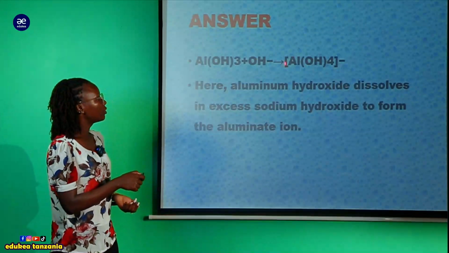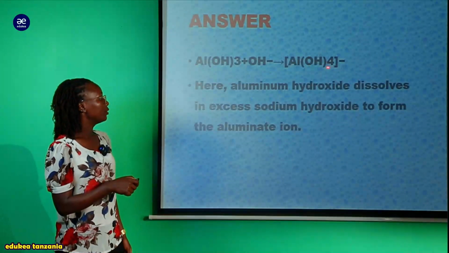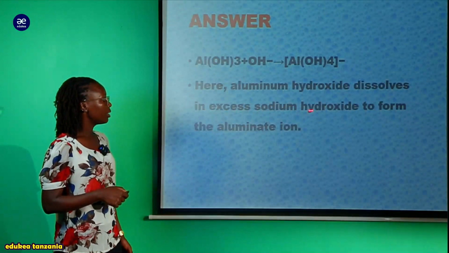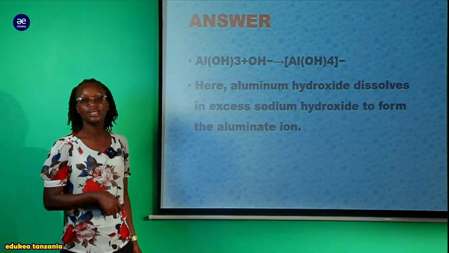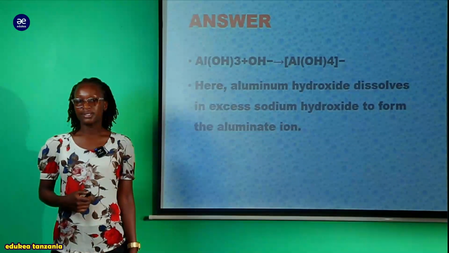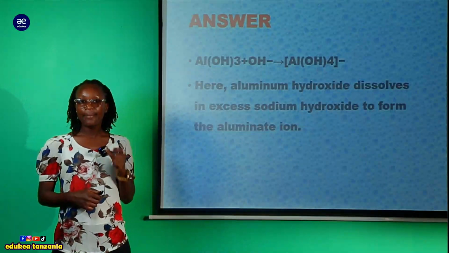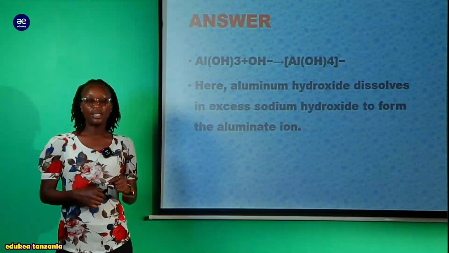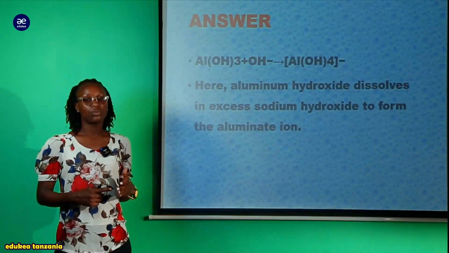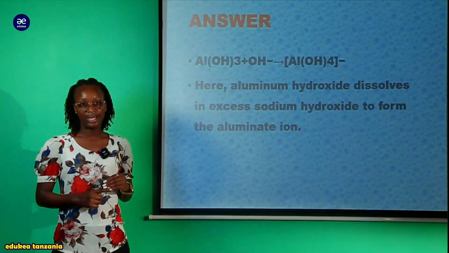Tunapata complex compound, this one tunaita aluminate ion. So here aluminium hydroxide dissolves in excess sodium hydroxide to form the aluminate ion. So we are going to have this as our product. Kwa hiyo utakuja kuona kwamba the product the same compound, lakini ilipo act as a acid tulipata matokeo mengine, ilipo react as a base tumepata pia matokeo mengine. So this demonstrates the nature of amphoteric.